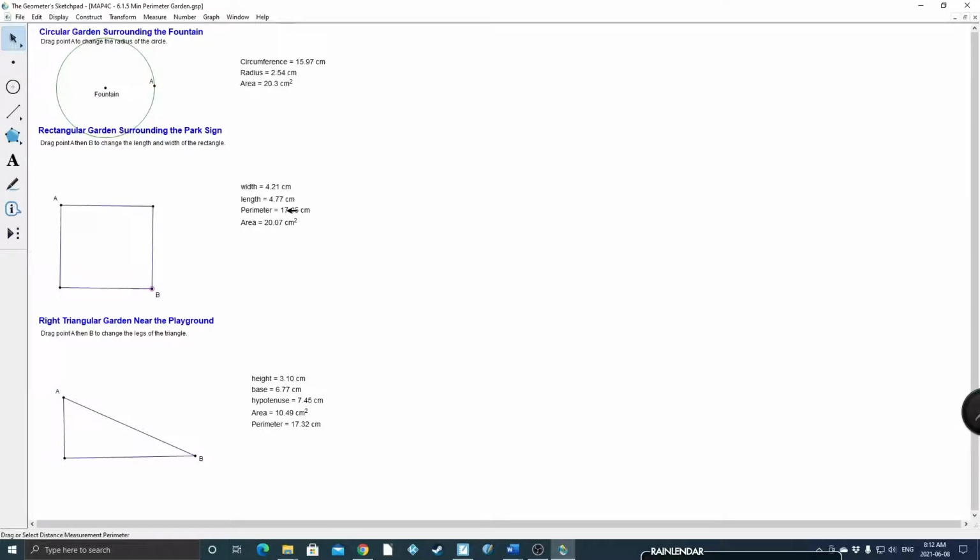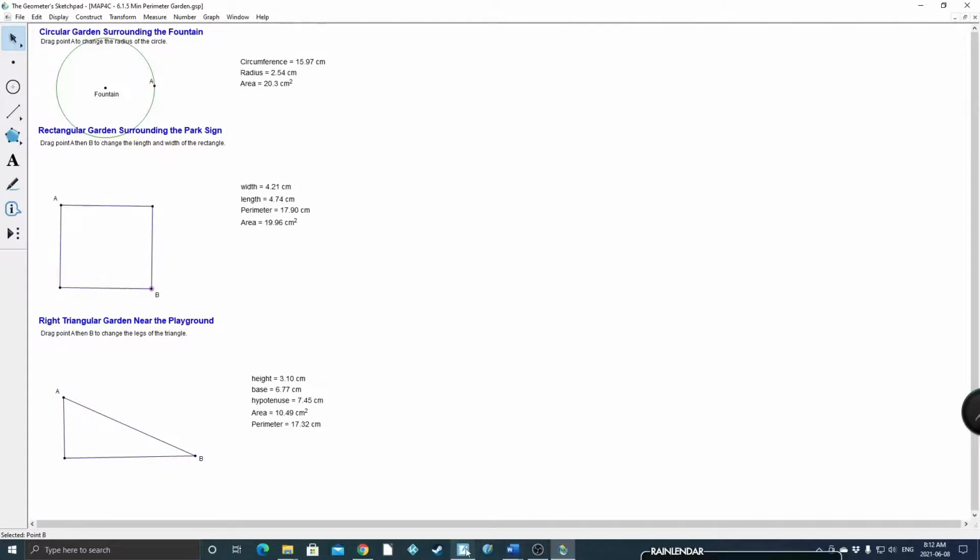Remember, we're trying to get the smallest perimeter we possibly can, right? So this one's 17.95, which is a smaller perimeter than before, but we have a similar area. Now, what shape does this seem to be starting to look like here?